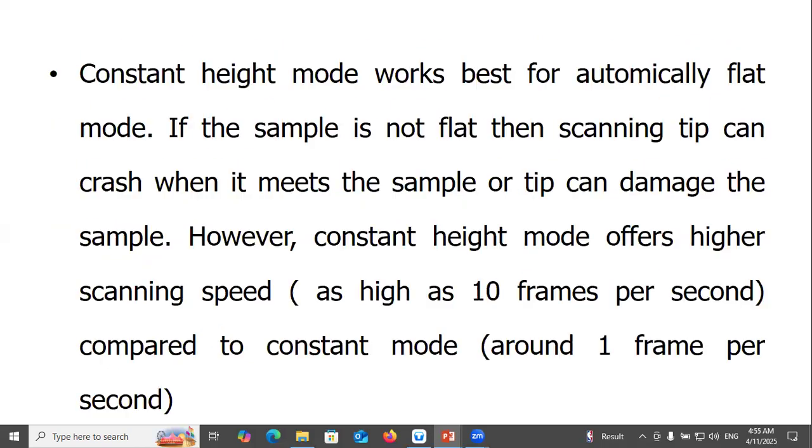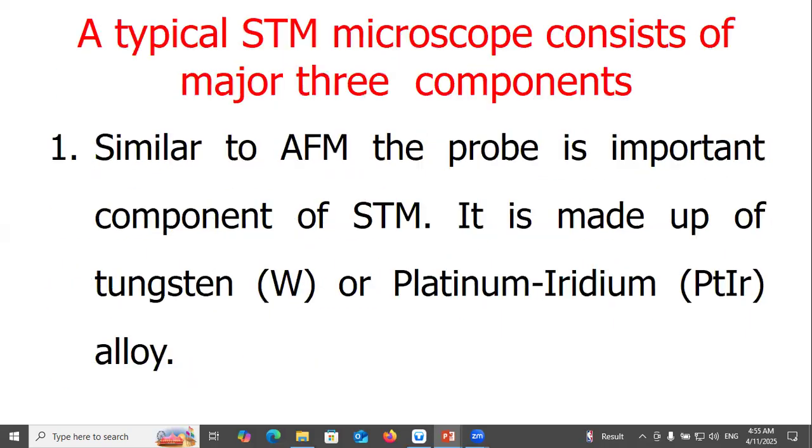Okay, that's all about the scanning tunneling microscope.